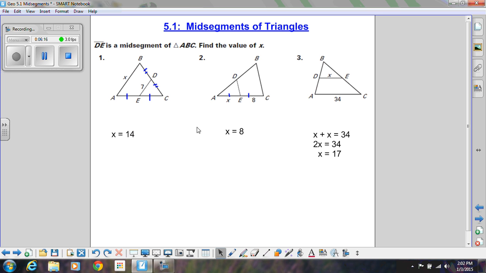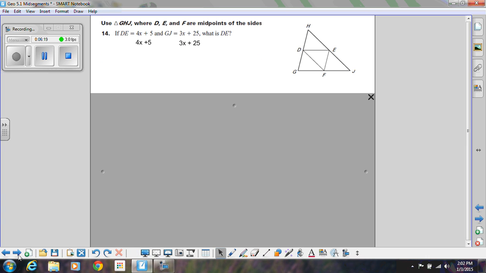Now these are pretty basic. We're going to move on to some harder problems that involve more algebra. So let's look at this diagram. We have triangle GHJ, and D, E, and F are midpoints of the sides. So I'm going to go ahead and mark those so I know what's congruent to each other. And you do the same on your diagram.